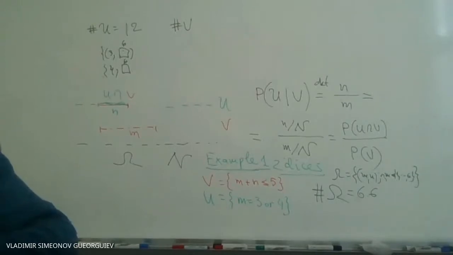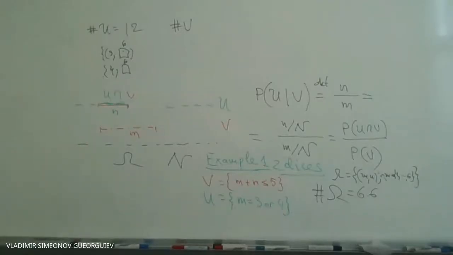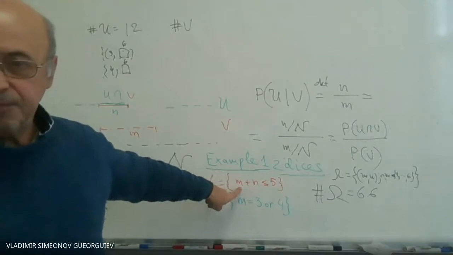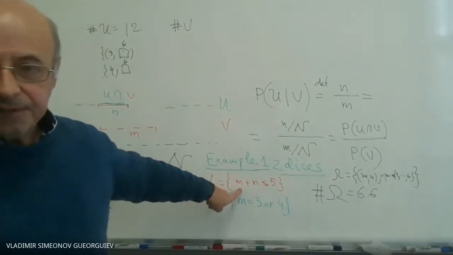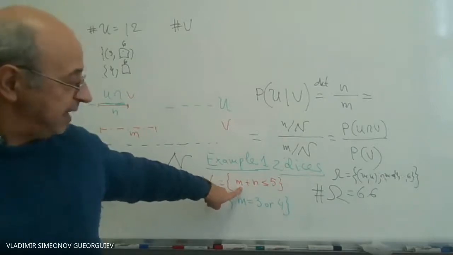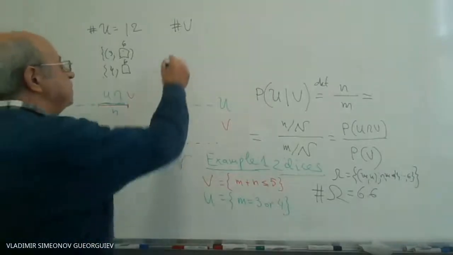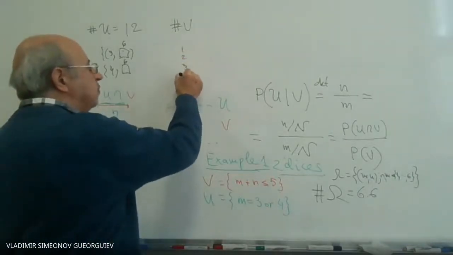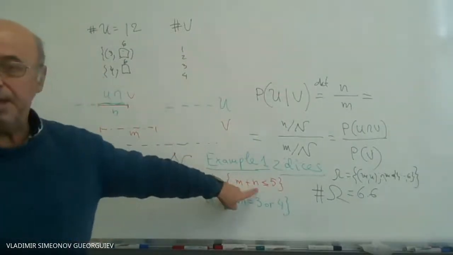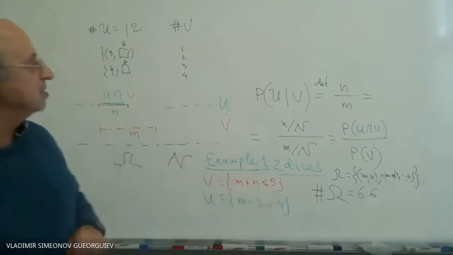M plus N is smaller than 5. Maybe 8. Let us try to count. So what is the admissible choice of M? Of course, not 6, not 5. Therefore, the admissible choice of M is 1, 2, 3, 4. Because if M is 5, with any N from 1 to 6, we shall exceed.